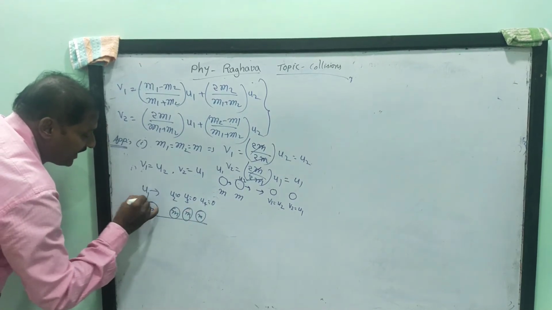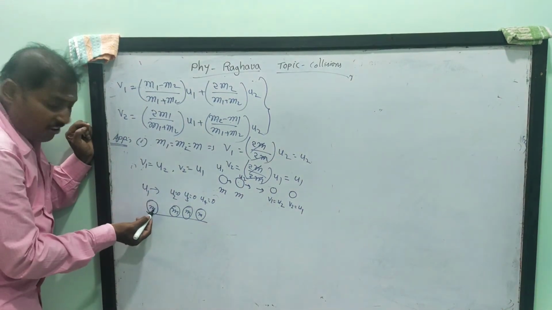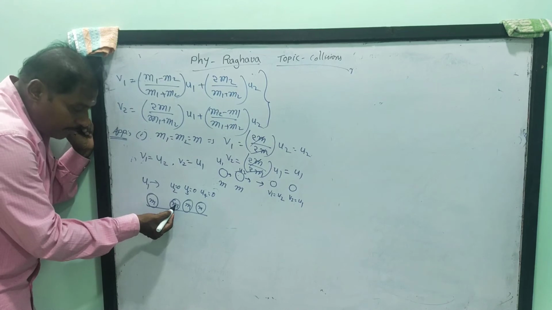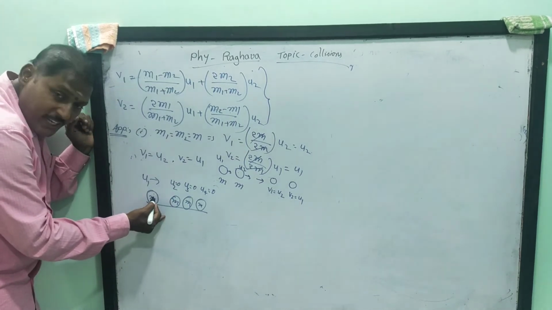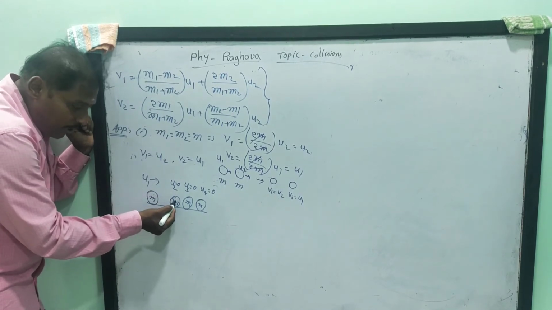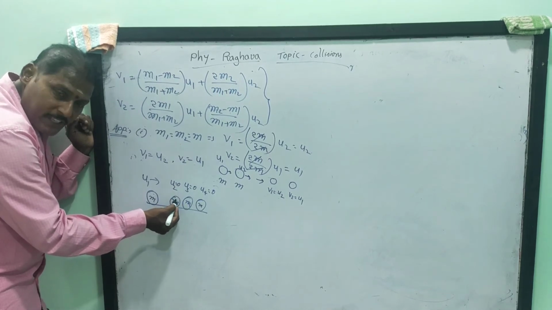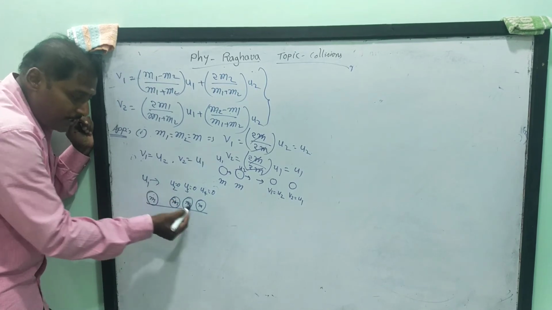The first body moves in this direction with a velocity u1 in a one-dimensional elastic collision. If it collides with the second body, an exchange of momenta automatically takes place. So the first body comes to rest and the second body moves with a velocity u1. When the second body collides with the third body, an exchange of momenta again takes place. So the second body comes to rest and the third body moves with a velocity u1.